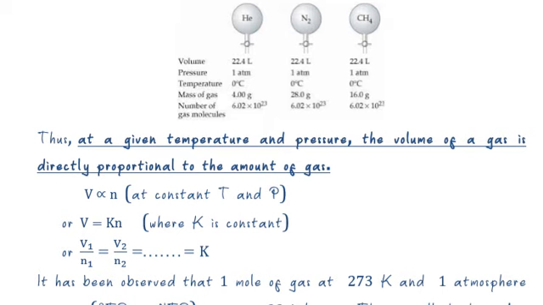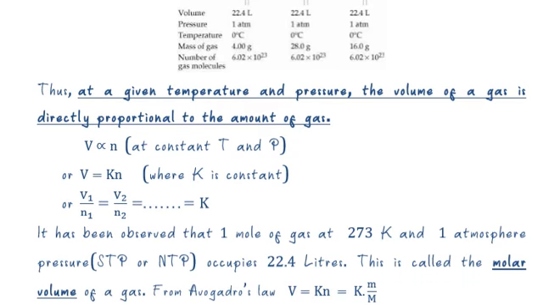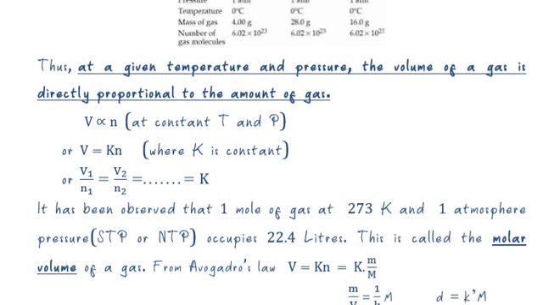It has been observed that 1 mole of a gas at 273 Kelvin and 1 atmospheric pressure, STP or NTP, occupies 22.4 liters. This is called the molar volume of a gas.